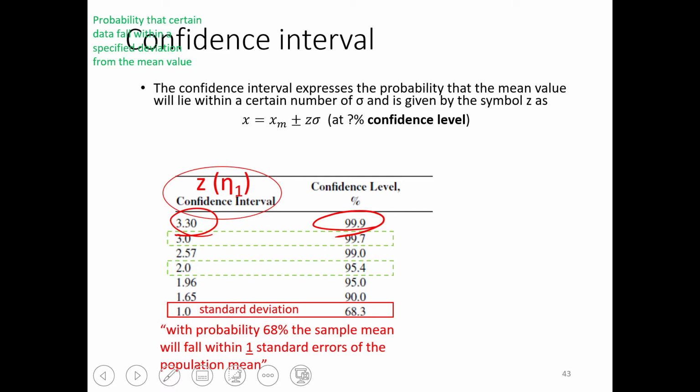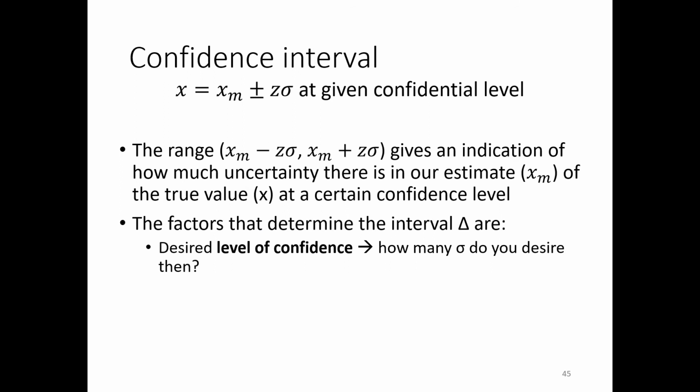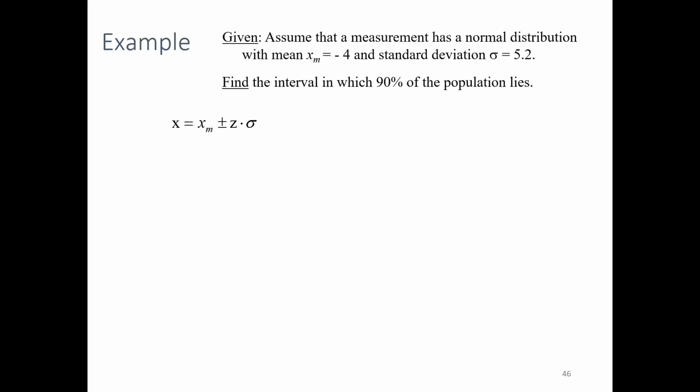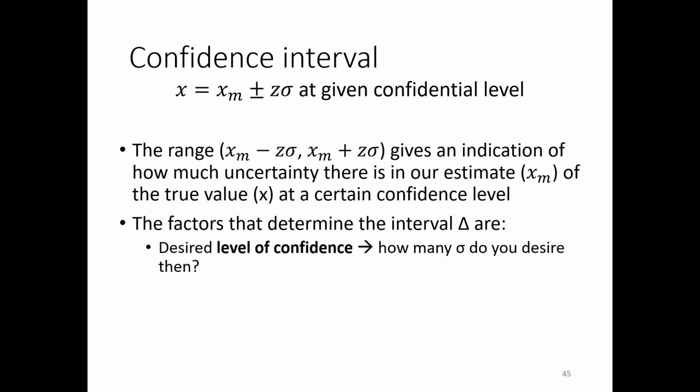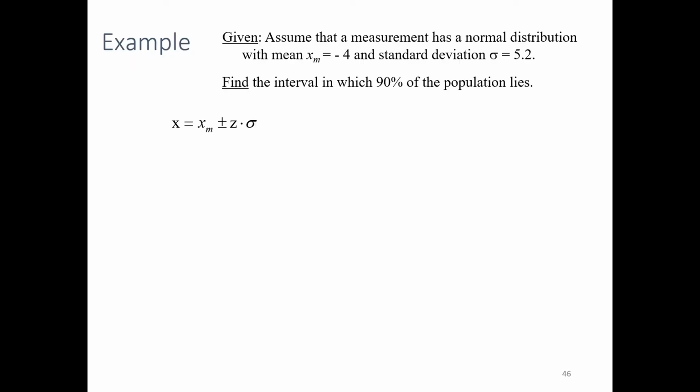So the uncertainty of something happening is going to be the z-score multiplied by your standard deviation. Okay, let's have an example. This is essentially the same thing. It just means that your observation is going to lie within this interval. Okay, let's go to this example.